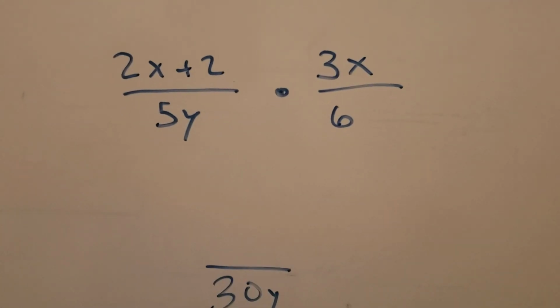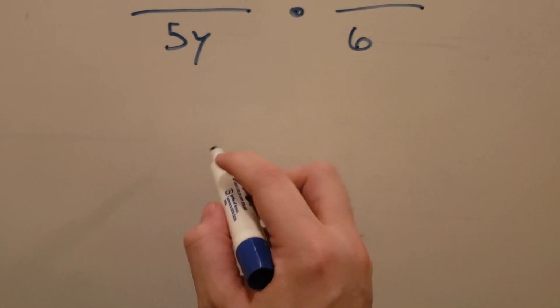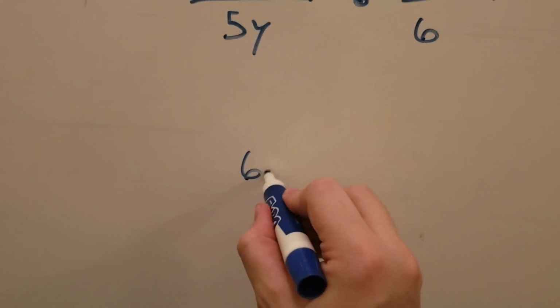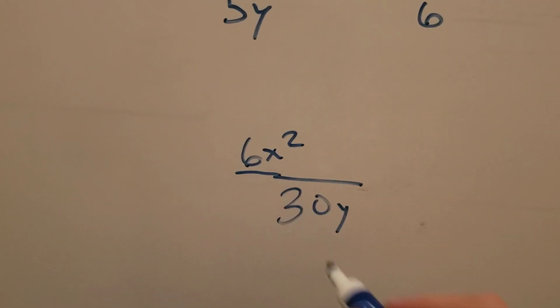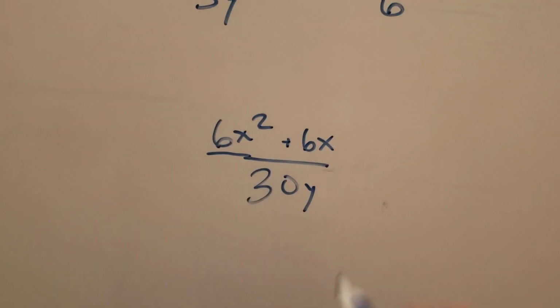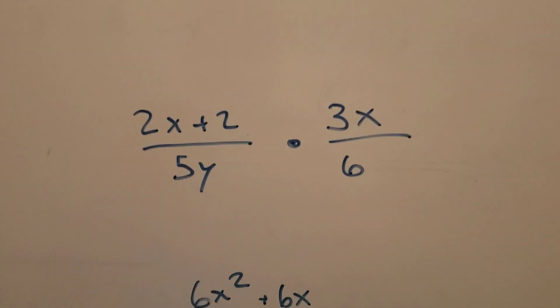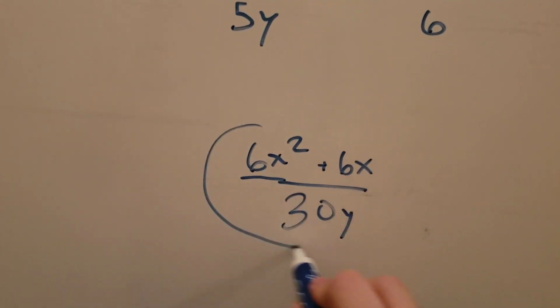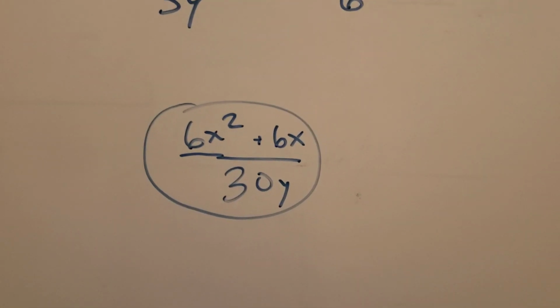a little bit harder. 3x times 2x is 6x squared, and 3x times 2 is 6x. There you go. We've got it all figured out. That's our answer. That's simplified.